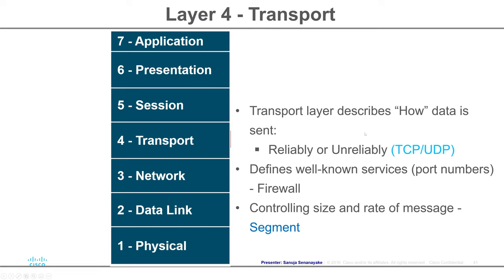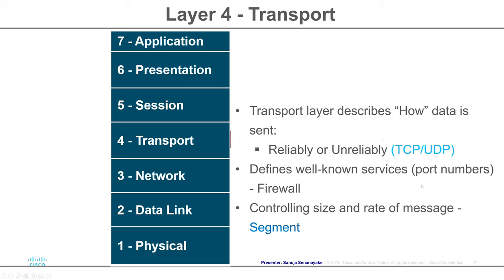So next is the transport layer, which is layer number 4. It describes how data is sent, reliably or unreliably. For example, TCP is reliable, UDP is not. So for example, when you are viewing this video from YouTube, it is using UDP. But if you are using VoIP communication, they're probably going to use TCP, because you can have some packets dropped during buffering, but you'll still be able to enjoy the video because it can be put together in advance, for example.